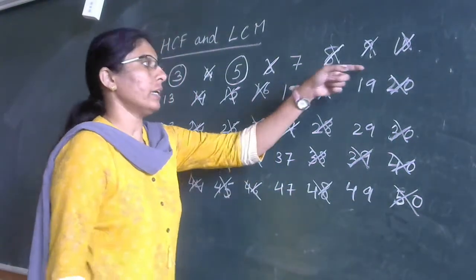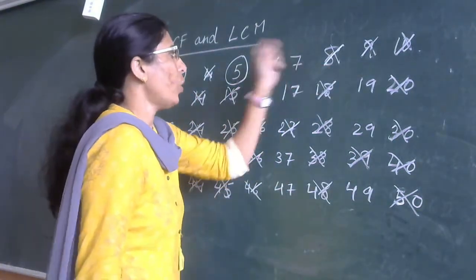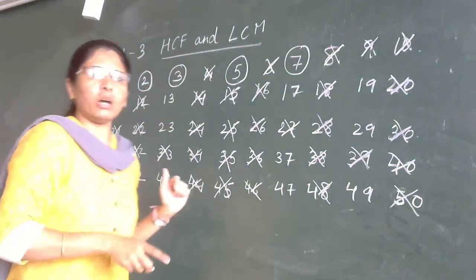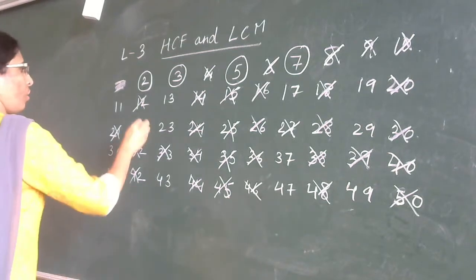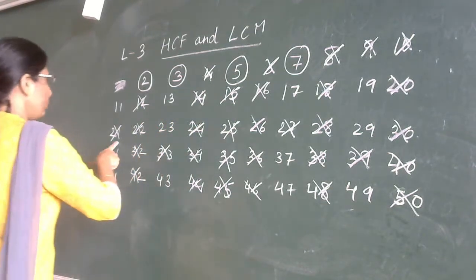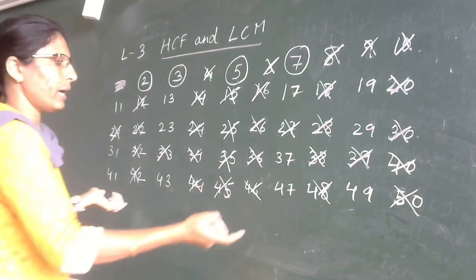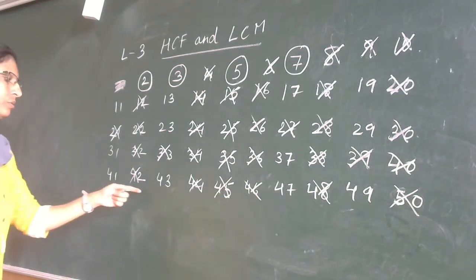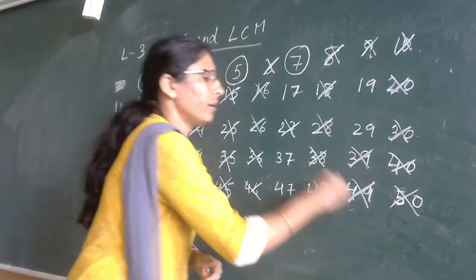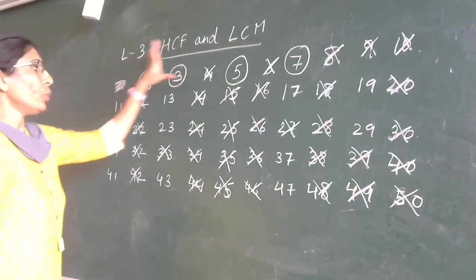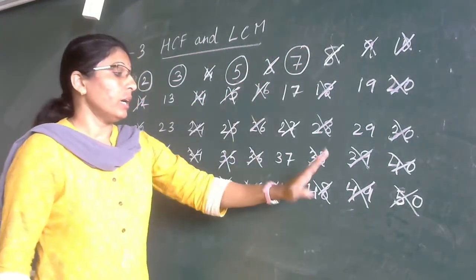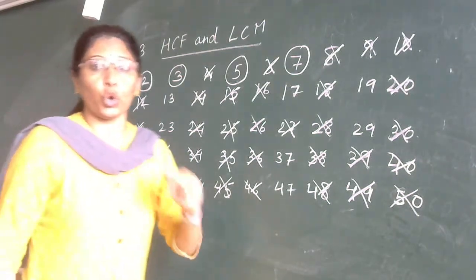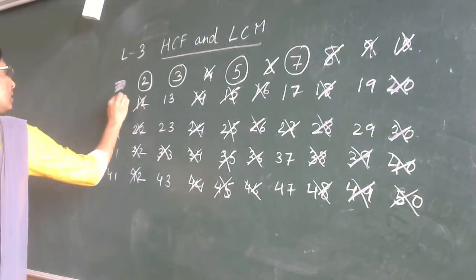Okay, now among the single digits, only 7 is remaining. So that also we will circle, and we will cross out the multiples of 7: 14, 21, 28, already they are crossed, 35, 40. Now you can see that some numbers are remaining. Whichever numbers are not crossed, all those numbers we will circle.